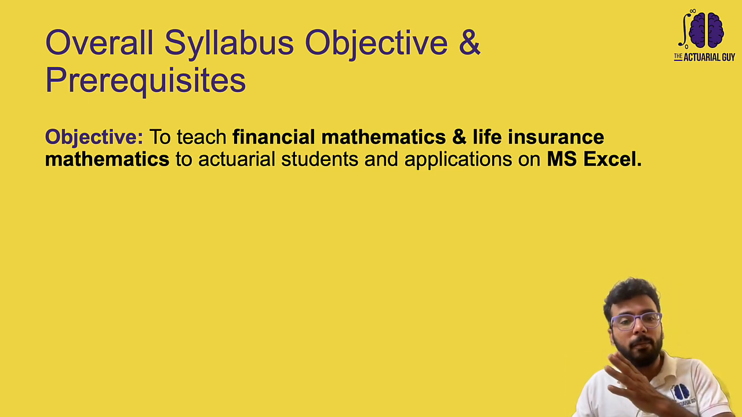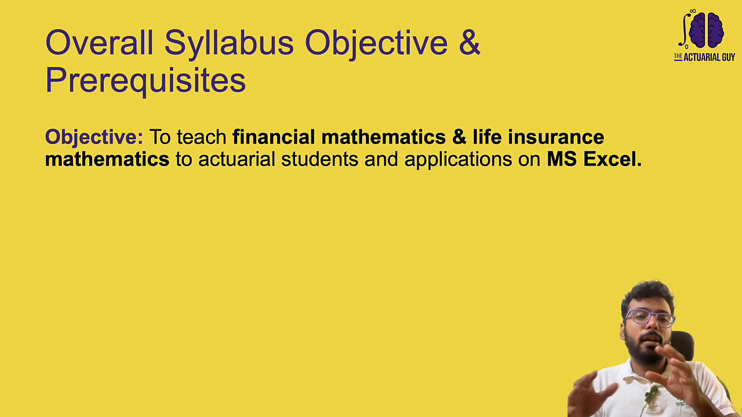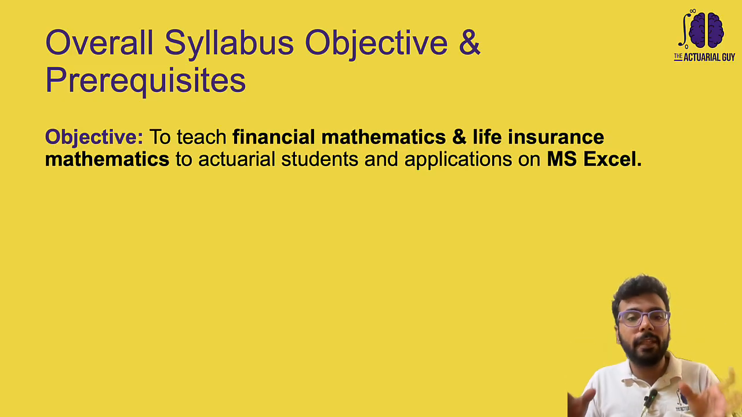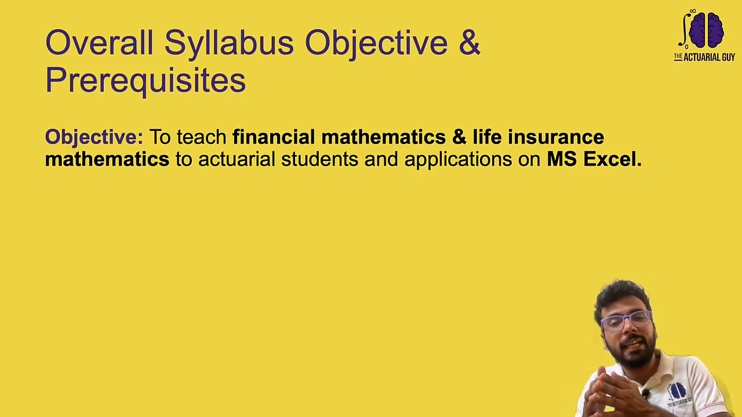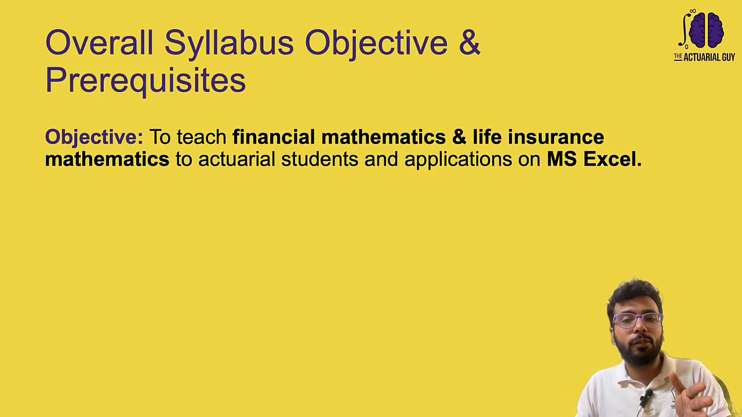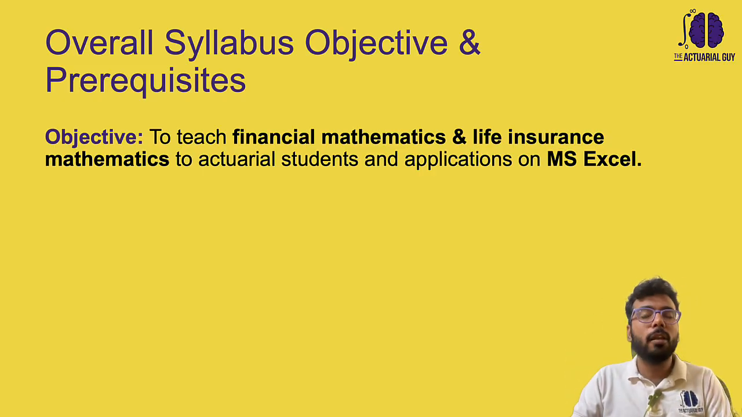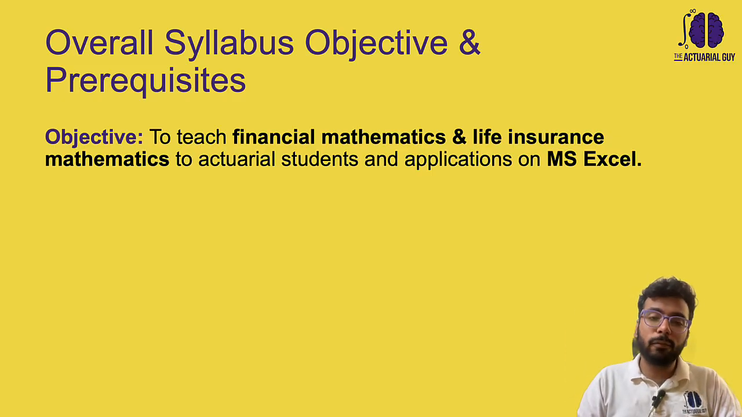Then under paper B, all of these things, financial mathematics concepts, that is valuation of financial instruments, as well as valuation of life insurance contracts, is applied onto Microsoft Excel, because in the real world you will not be doing these things on paper using a pen, right? You will be doing this on a software, and the most commonly used software in the industry is Microsoft Excel, right?